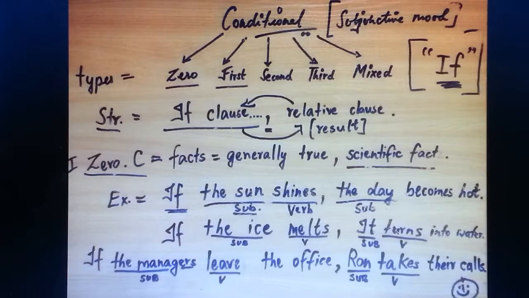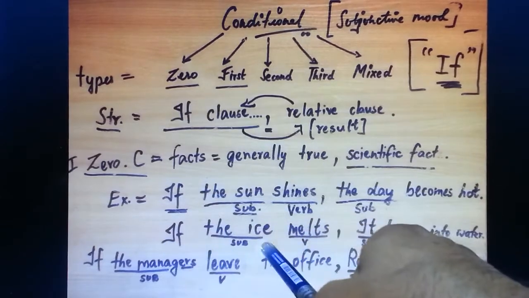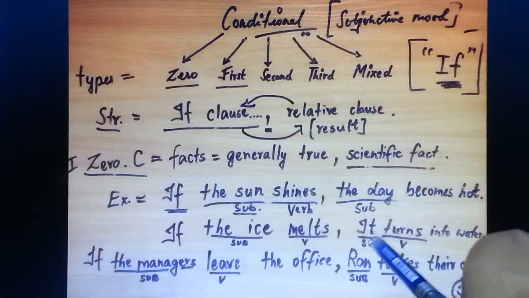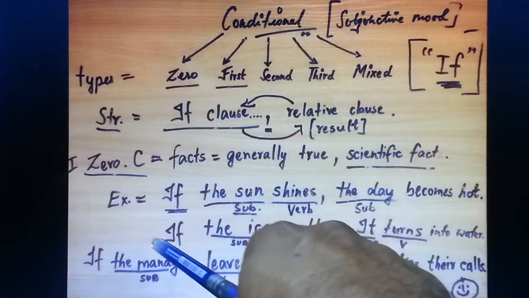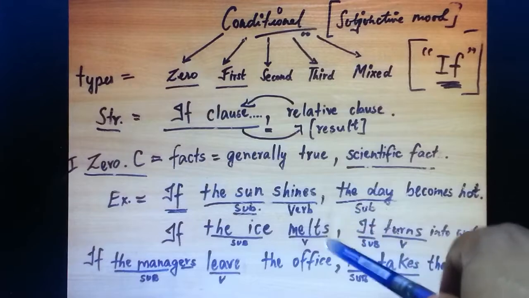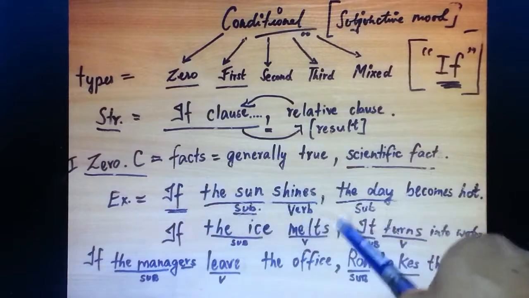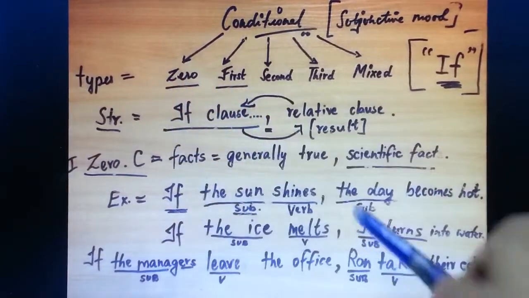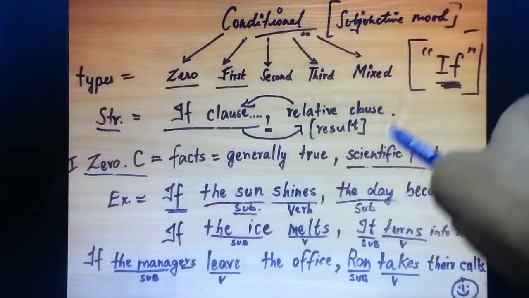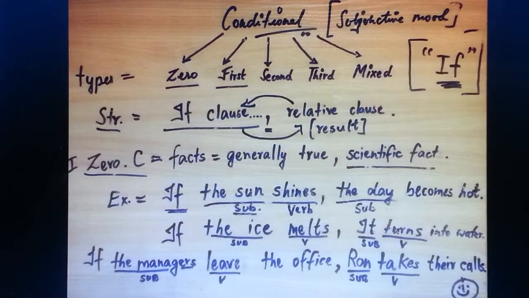Now look at that sentence. Isn't that sentence very easy? Very easy to analyze, very easy to understand, and obviously very easy to use right now. Okay, I hope you understand that sentence. Let's try another one. If the ice melts, it turns into water. If, the main component, comma, the second most important component. Good. If clause, relative clause. Well done.